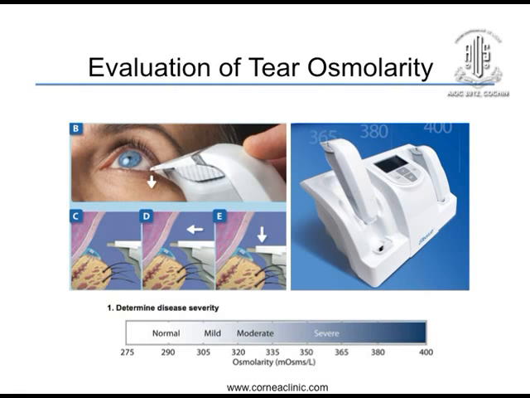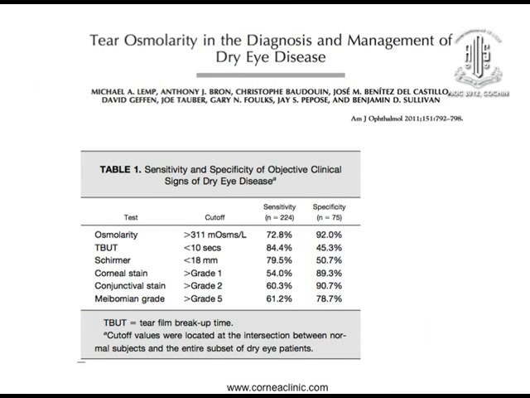There is a new device that allows you to measure the tear film osmolarity. That's from TearLab, and this can be applied to the lid margin to collect the tear film, and that gives you the osmolarity. The normal osmolarity is somewhere between 290 to 295, and if it is greater than that, that again tells you the severity of the dry eye. There was a paper published last year in the American Journal of Ophthalmology where they looked at the comparison between osmolarity and the other clinical tests, and they found that if the osmolarity cutoff is greater than 311 milliosmoles per liter, the sensitivity and specificity are quite high as compared to the other tests.